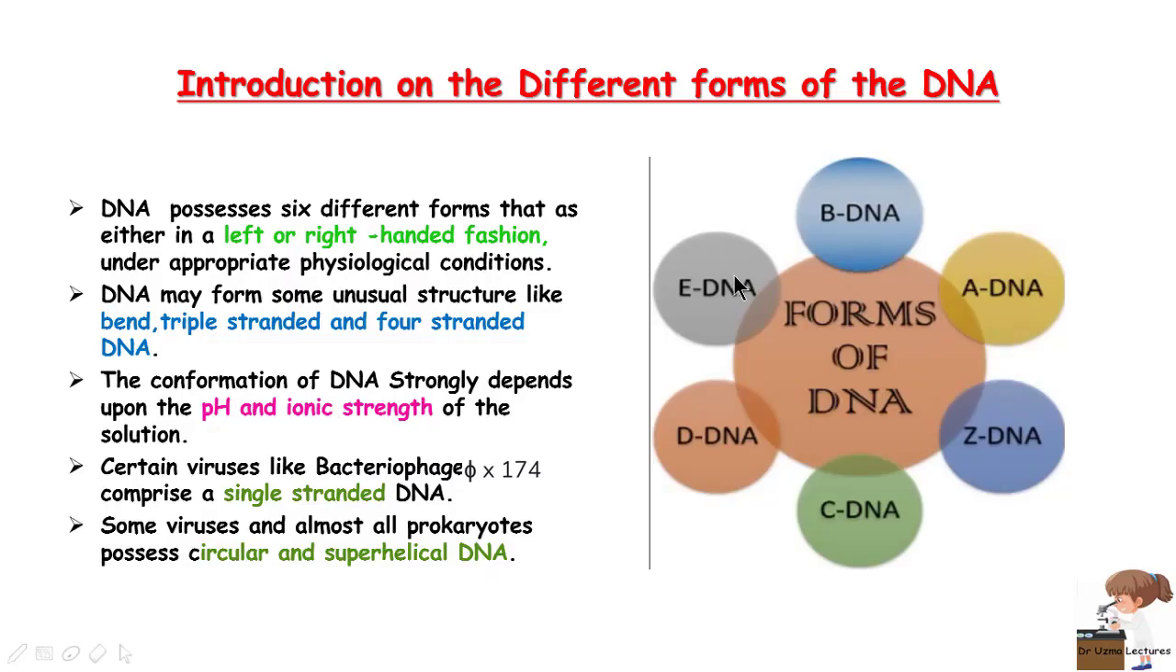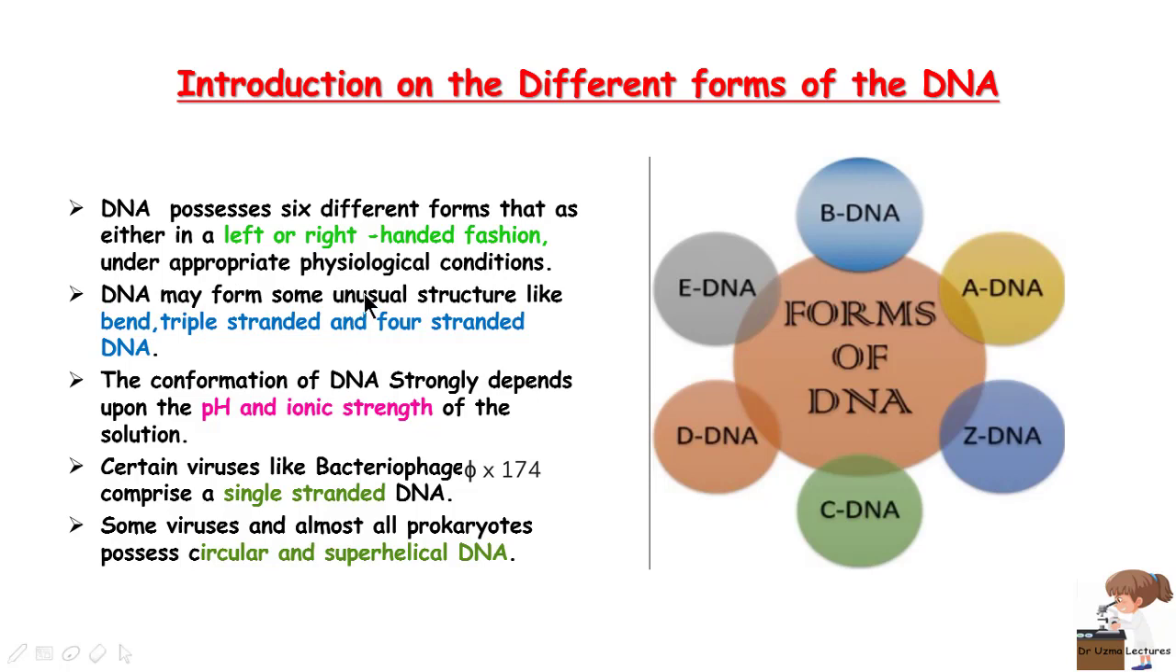These are the different forms of the DNA. As you can see, that is the A form, B form and the Z form. But these are not the only forms that exist in a cell. There are some other forms like cDNA, ddDNA and eDNA. DNA possesses 6 different forms that are either left-handed or right-handed under appropriate physiological condition.